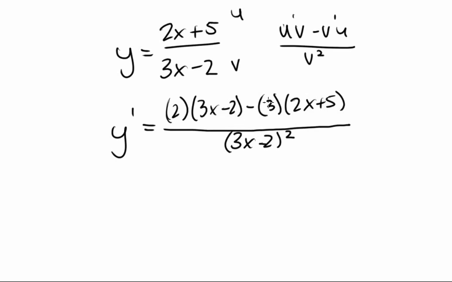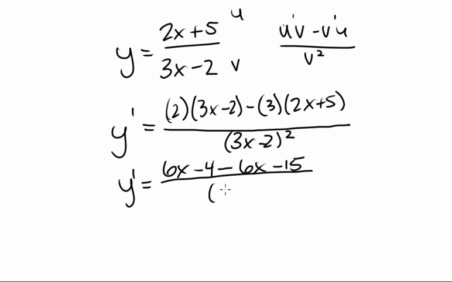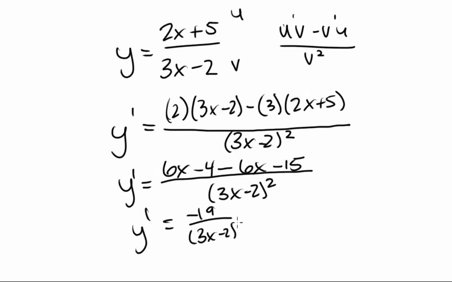Now let's do some simplification up top. Let's distribute. So we get 6x minus 4 minus 6x, and this is going to be 3 times 5, which is 15, but then we have a minus, so it's minus 15. The denominator, let's just leave it. There's no reason to expand that. Now we can combine like terms. 6x minus 6x is 0, minus 4 minus 15 is minus 19. And there's our answer. That's the derivative of this function using the quotient rule.